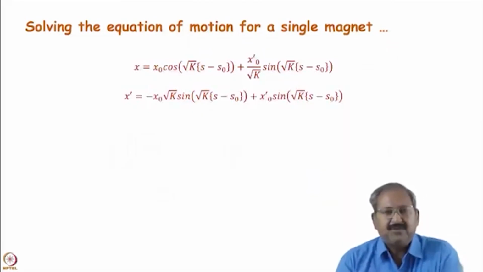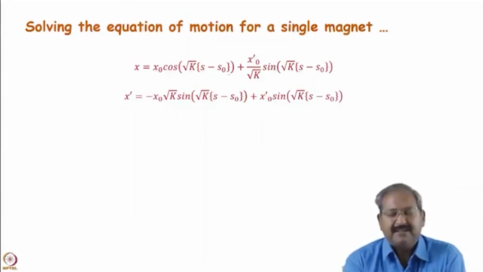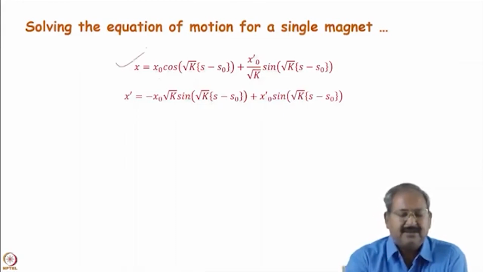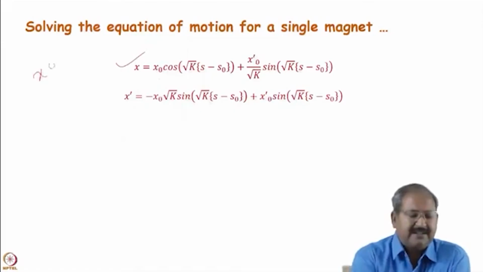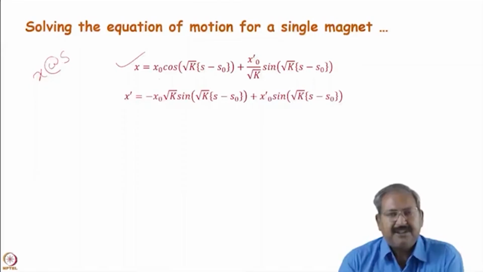So finally what we will get? We will get x0 cos root k(s minus s0) plus x0 prime over root k sine root k(s minus s0). This is our final solution. Means x at s as a function of initial coordinates x0, x0 prime and magnetic strength k.